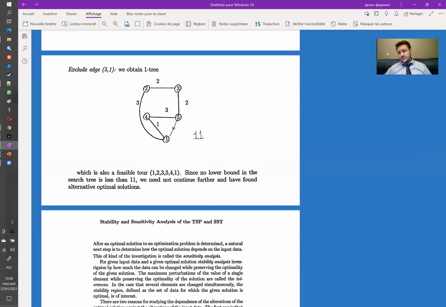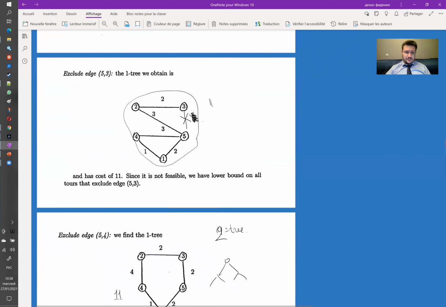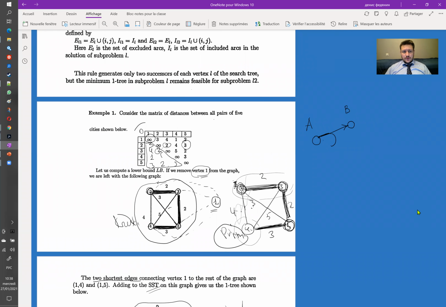So it's a lower bound, and we have found a solution that exactly gives us this lower bound. So we have found the solution. So we solved it. I would like to show: we took this problem, and we solved it using the branch and bound algorithm.